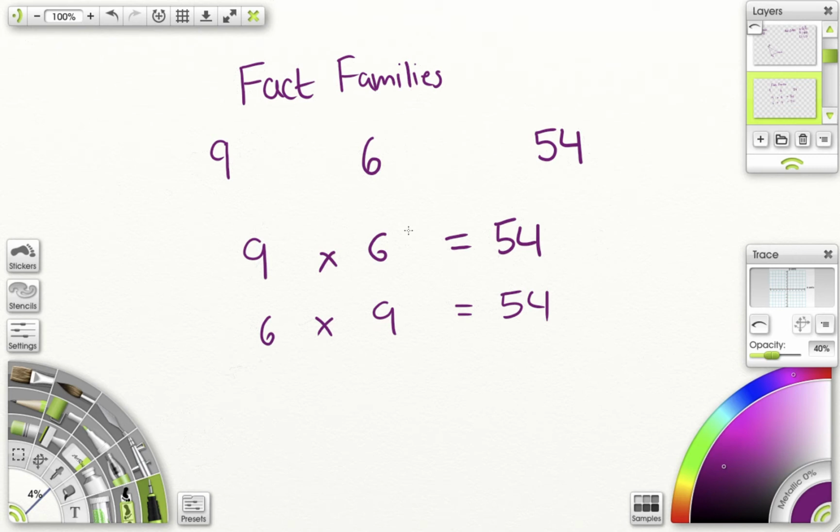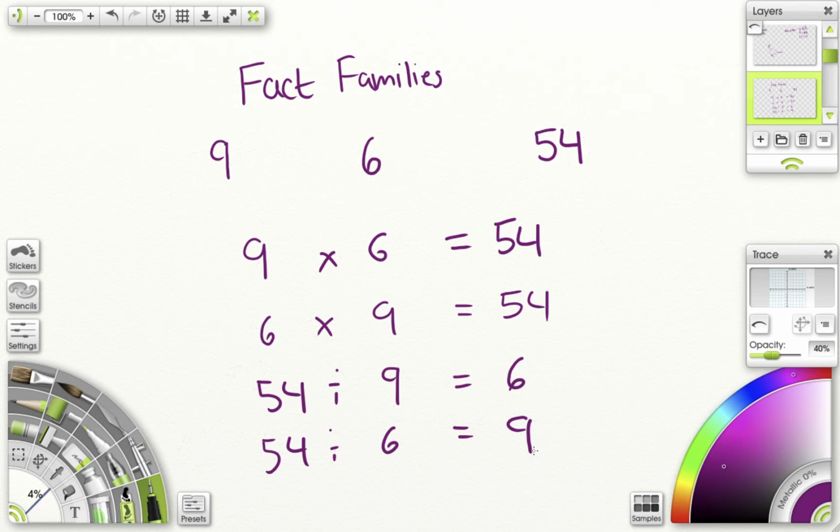There's another way that these are all related. If I take 54 and divide it by 9, it equals 6. If I take 54 again and divide it by 6, it equals 9. So the idea of fact families is you're trying to find 3 numbers that are all related to one another.